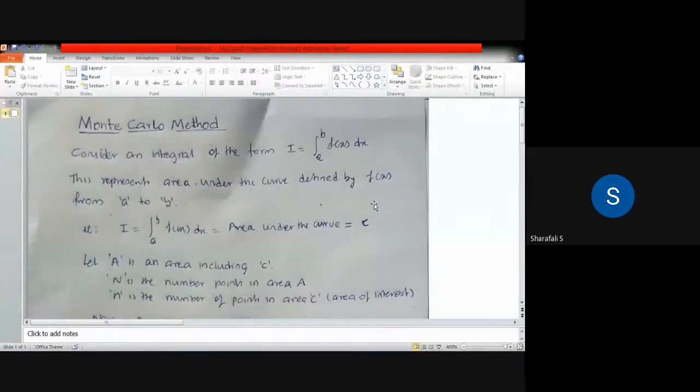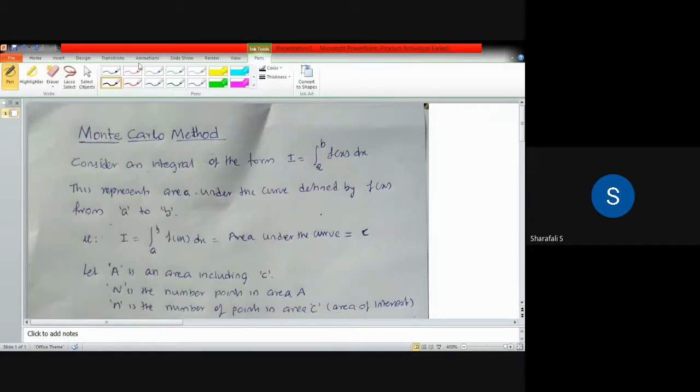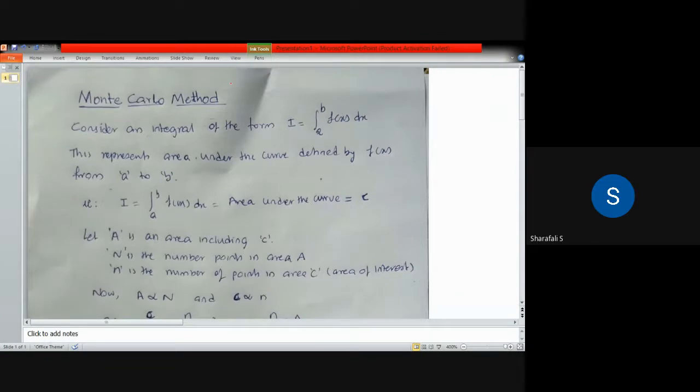In this class, we will discuss the Monte Carlo method. This is for numerical integration for any definite integral, as you can see in this window, that is from limits a to b. If you have any such kind of definite integral, then you can use this Monte Carlo method to find the value of that particular integral within that limit.